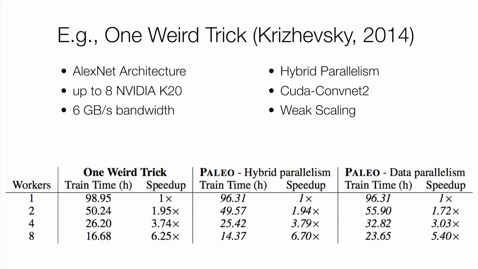And we see that you go from an estimate of 6.7x speedup to a 5.4x speedup. And so this is one simple illustration of how something like Paleo can be useful to search this design space very quickly.